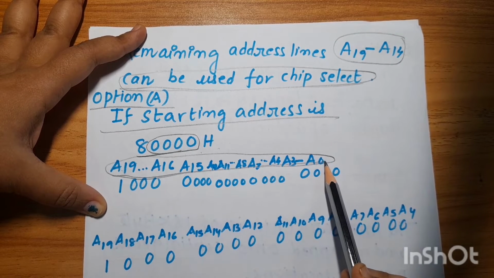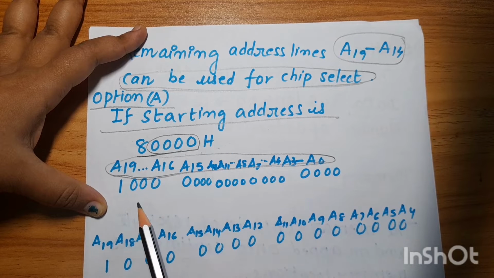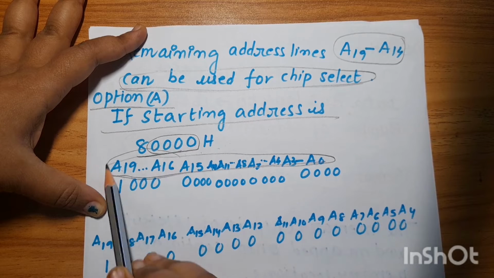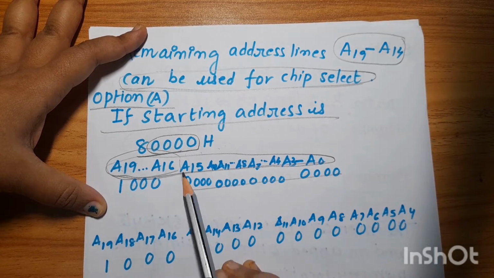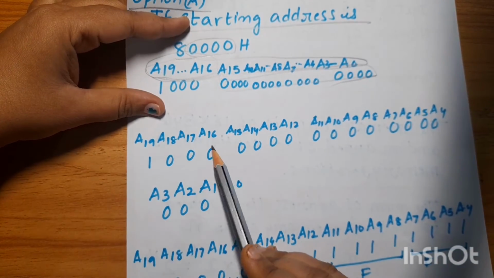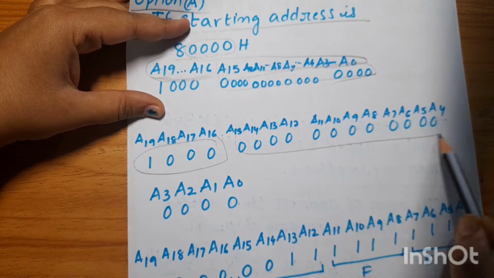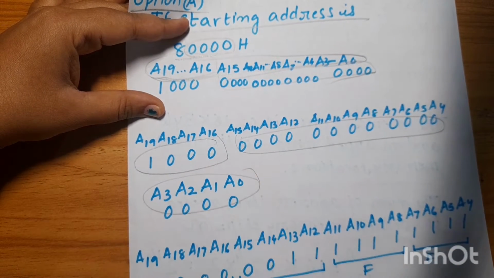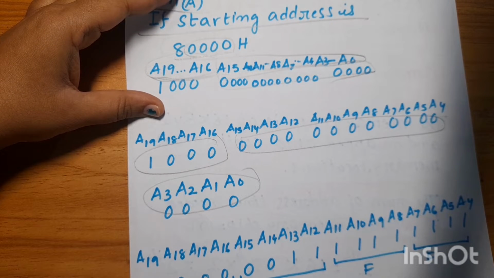You see A0 to A19, 20 address lines. In order to represent 8 followed by 40H, what will I need? 1000 for A16 to A19. All other bits, A0 to A15, are all zeros. I have clearly written here that A16 to A19 are 1000, that is hexadecimal 8. All other bits are zeros.